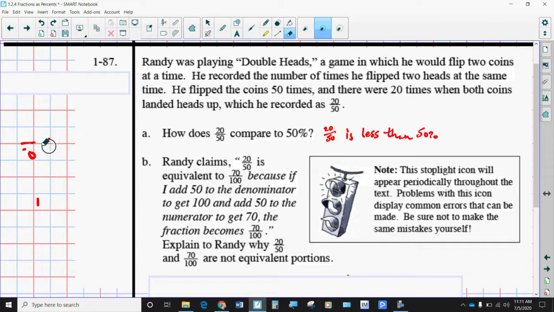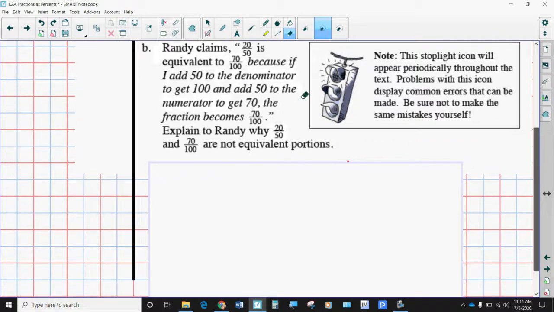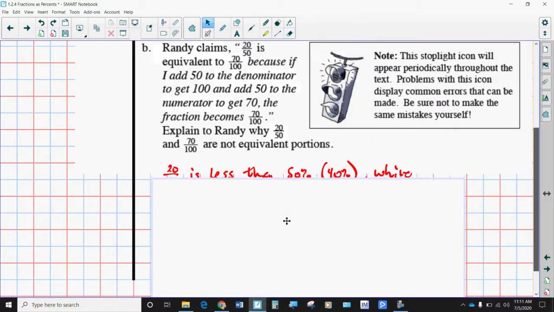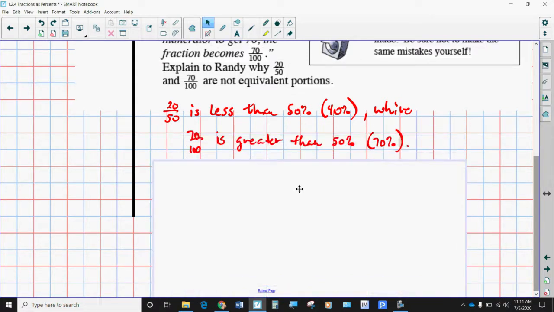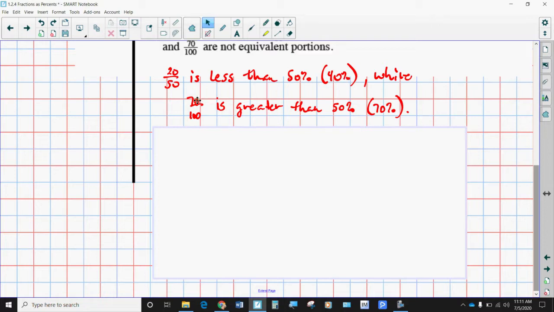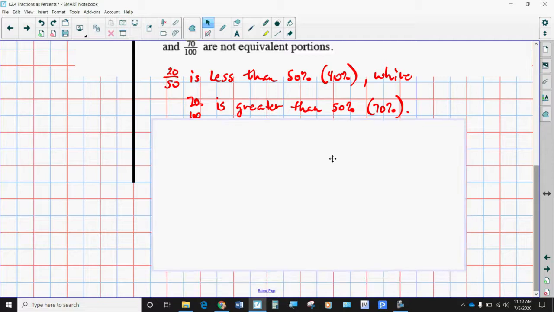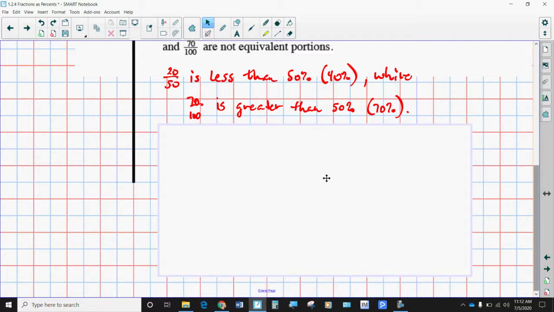Clean things up a little bit. I was not very happy with my work there, so I just want to remove all of it. Okay, so let's go ahead and show this. 20 out of 50 is less than 50%. It's actually 40%. And 70 out of 100 is greater than 50%. There's absolutely no way that they could be equal to each other. Okay, so that's yet another way of thinking about it.